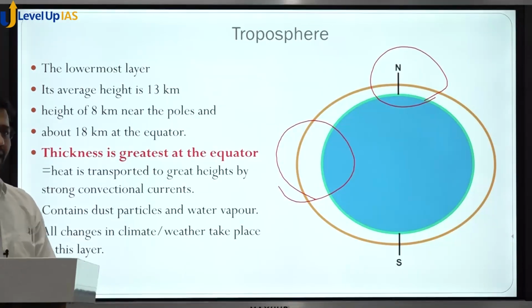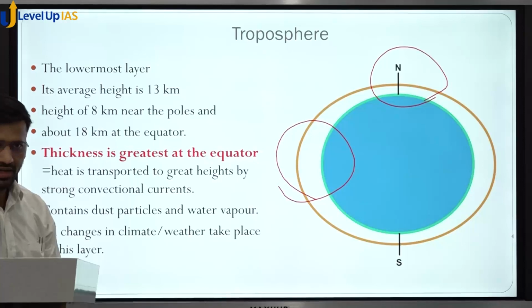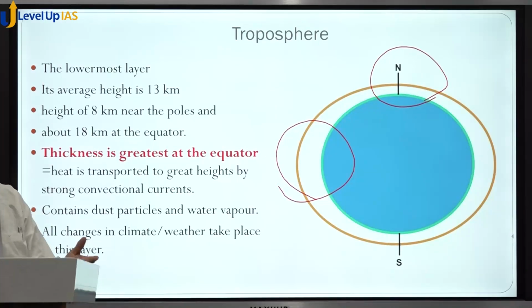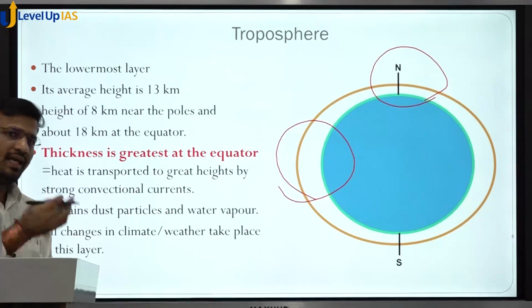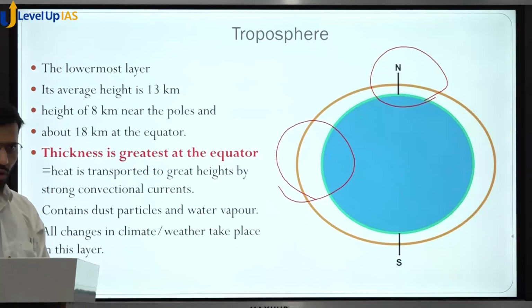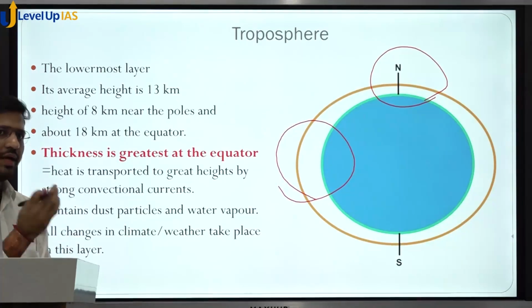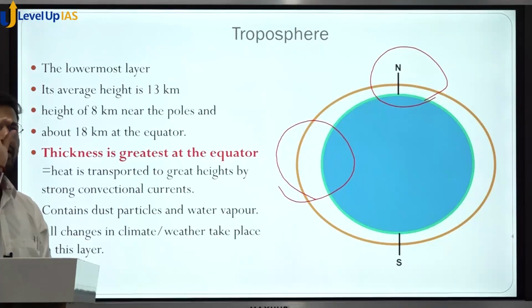Similarly, on the poles there is an absence of solar radiation. So there is no heating and almost an absence of convectional current. So the thickness of the troposphere is lesser on the poles. Also, gravitation wise, the pole is a little bit closer to the center of the earth compared to the equator. Earth is a little bit bulged at the equator, so the distance from the center is a little higher on the equator. So gravity is also a little lesser on the equator compared to the poles. That is why poles have a thinner layer of troposphere compared to the equator.